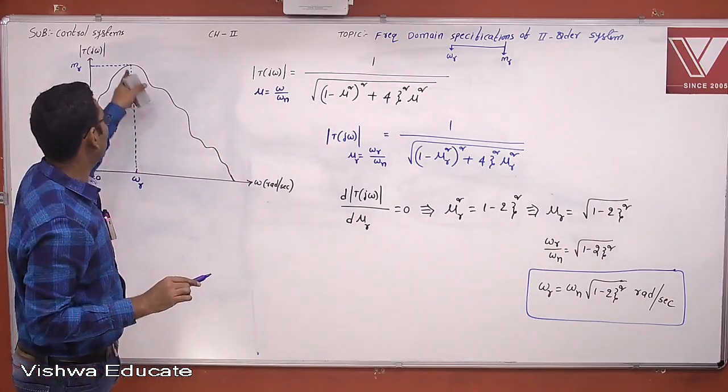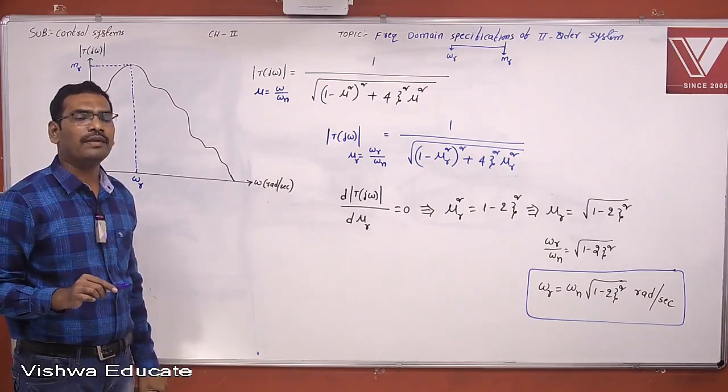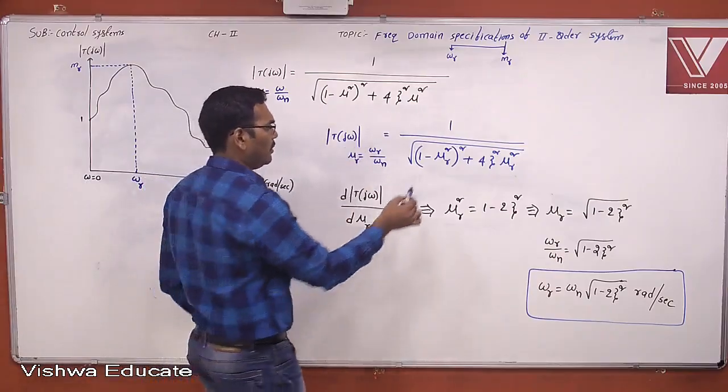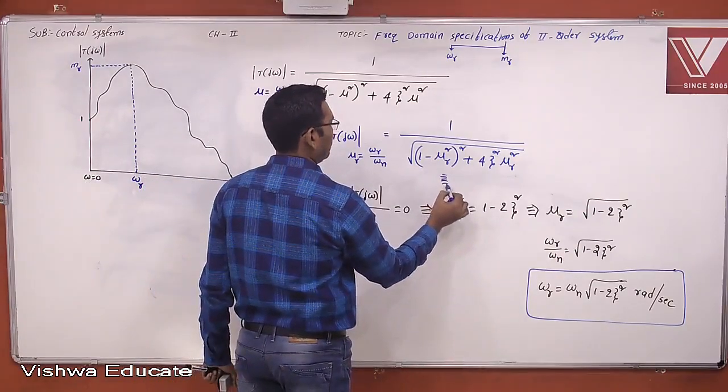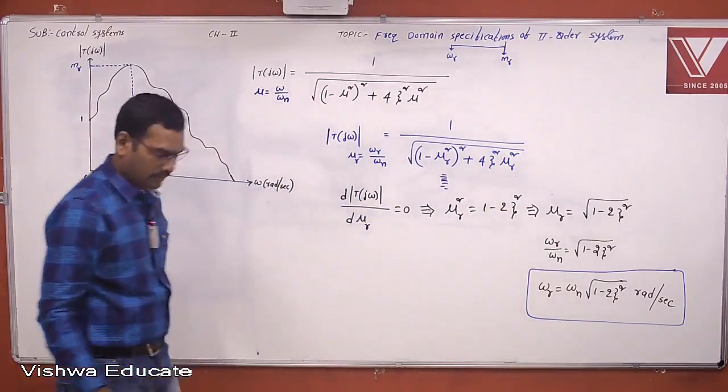Now this is the resonant frequency. The frequency at which the maximum magnitude will occur is called the resonant frequency, and this is the derivation part. You just do the derivation of this, then you can get this answer. Now I can write directly. Okay, note down this.